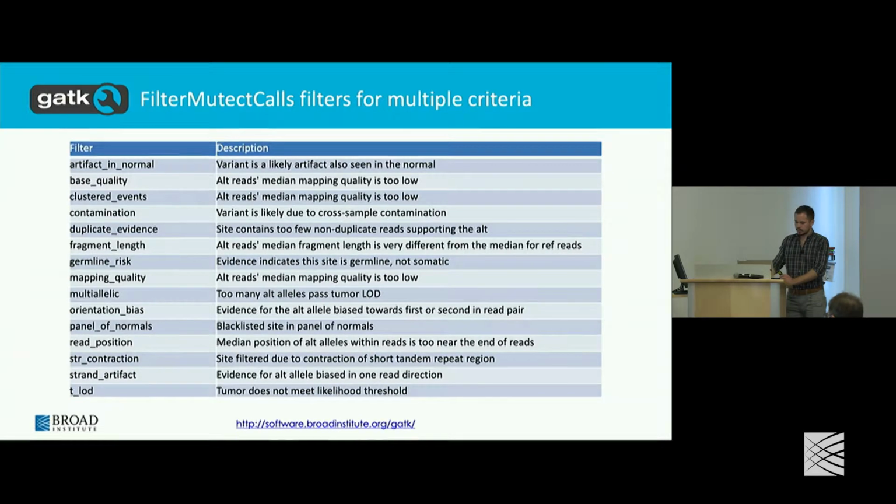For example, one of such hard filters is filtering on multi-allelic sites, where we say if there are more than 3 alleles, it's probably garbage and we toss it out. We also look at the read position, where we say if the variant occurs at the very end of every read, it's also probably garbage, and we toss it out.